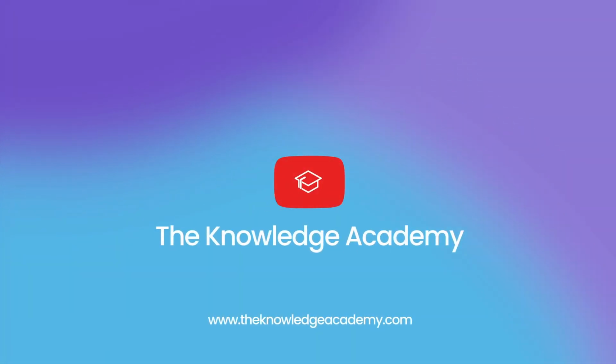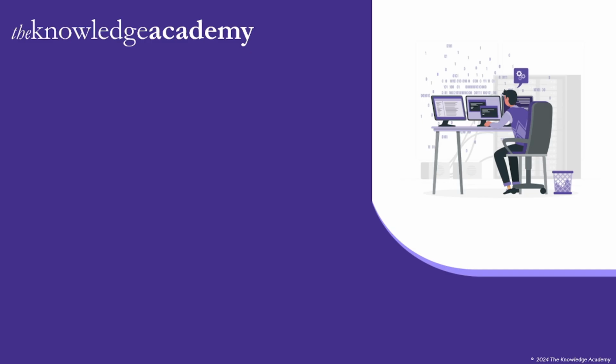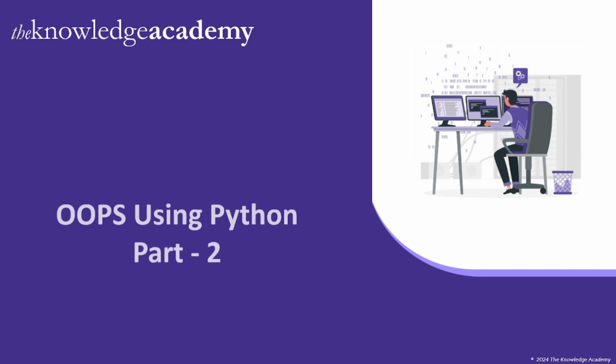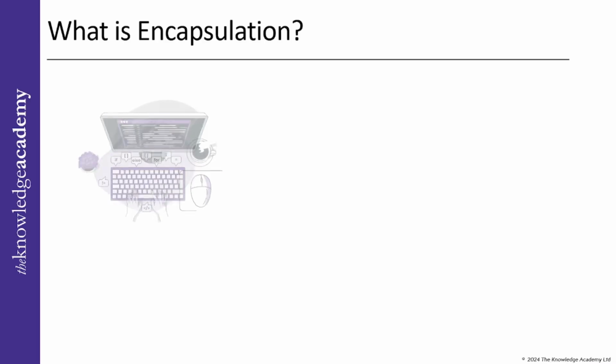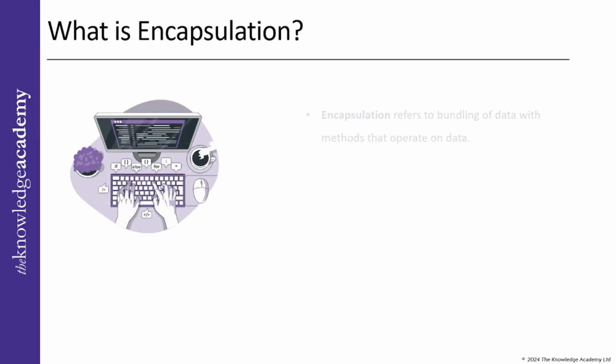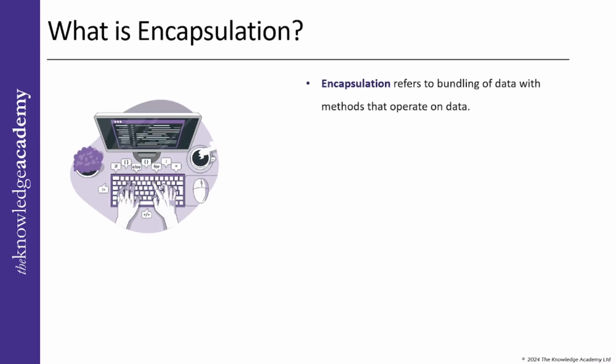In this video, we'll explore 4 fundamental concepts: encapsulation, abstraction, inheritance, and polymorphism. Let's start with encapsulation. Encapsulation refers to the bundling of data and methods that operate on the data into a single unit, known as a class. This helps in hiding the internal state and requiring all interactions to be performed through well-defined interfaces.